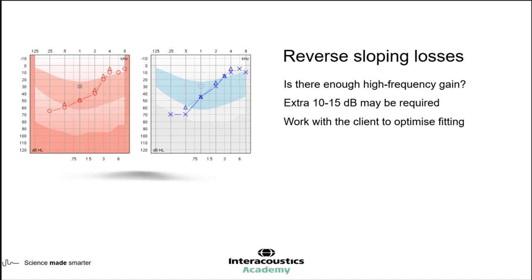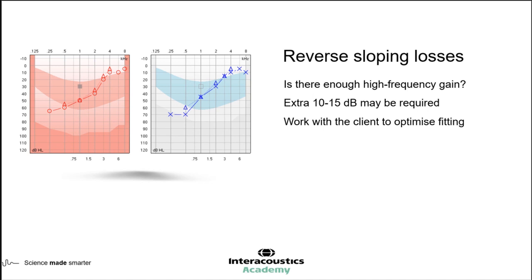So for a reverse sloping loss, the typical thing that we need to bear in mind is whether there's actually enough high frequency gain. Now, you might look at the audiogram and go, well, they've got fantastic high-frequency hearing. We don't need to give them any amplification. But with this type of loss, typically you're not going to have a vented mold. You're going to be dealing with an occluded mold.